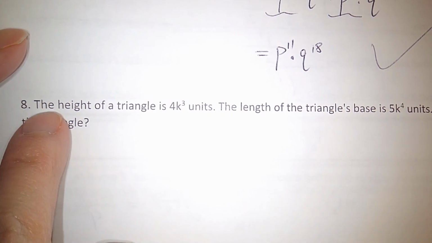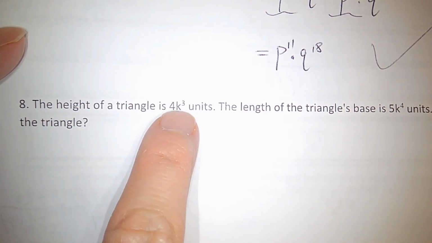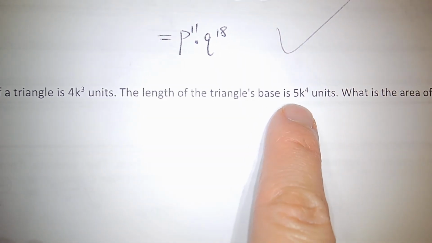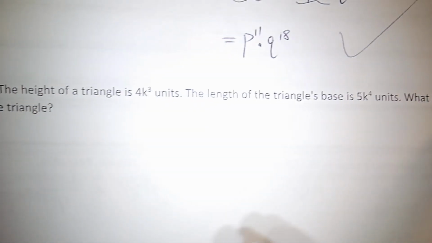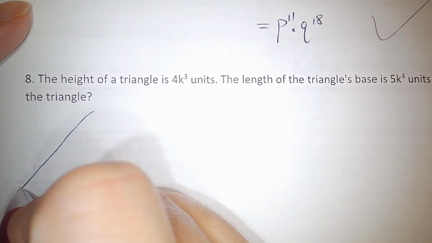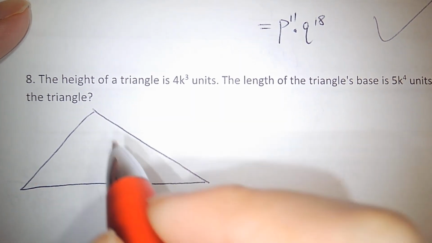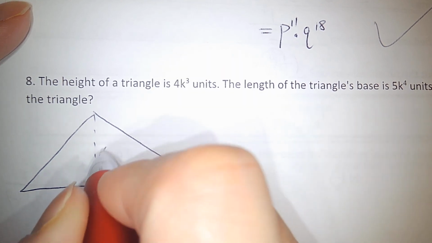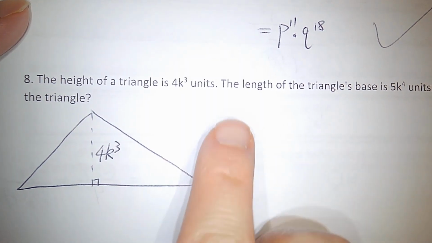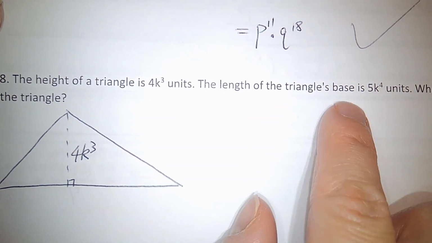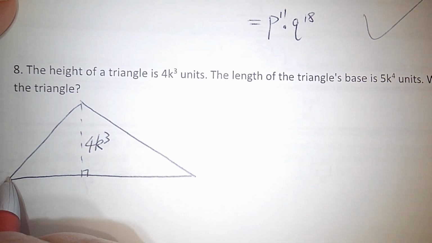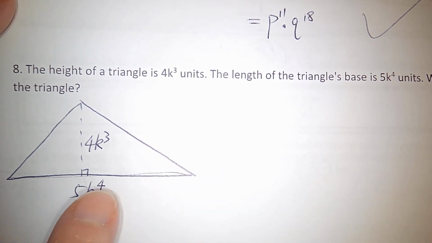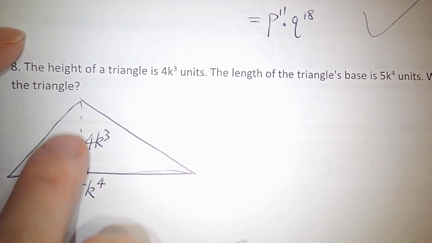Okay, this next question is an application problem. It says, the height of a triangle is 4k cubed units. The length of the triangle base is 5k to the 4th power units. What is the area of the triangle? So for this triangle, what we know is what? We know the height, right? What is the height? 4k to the cube. We also know the length of the triangle's base. The base is 5k to the what? 4th power, right?